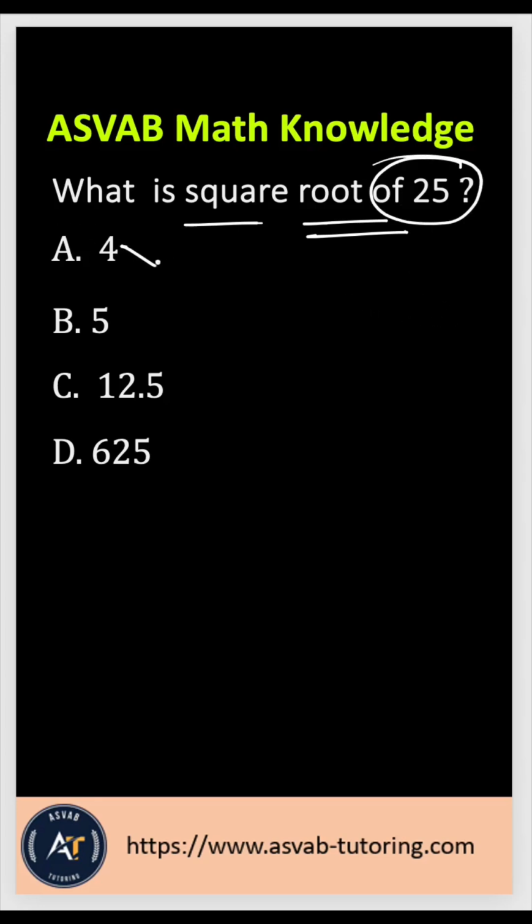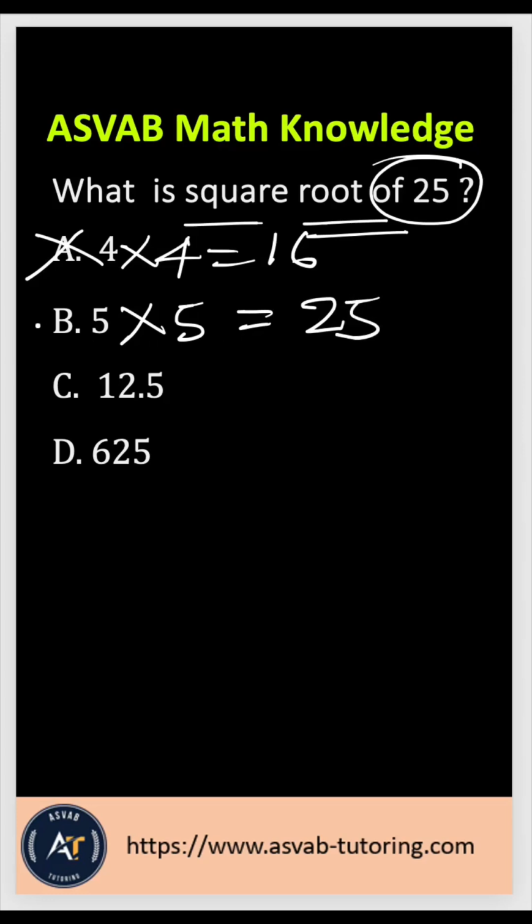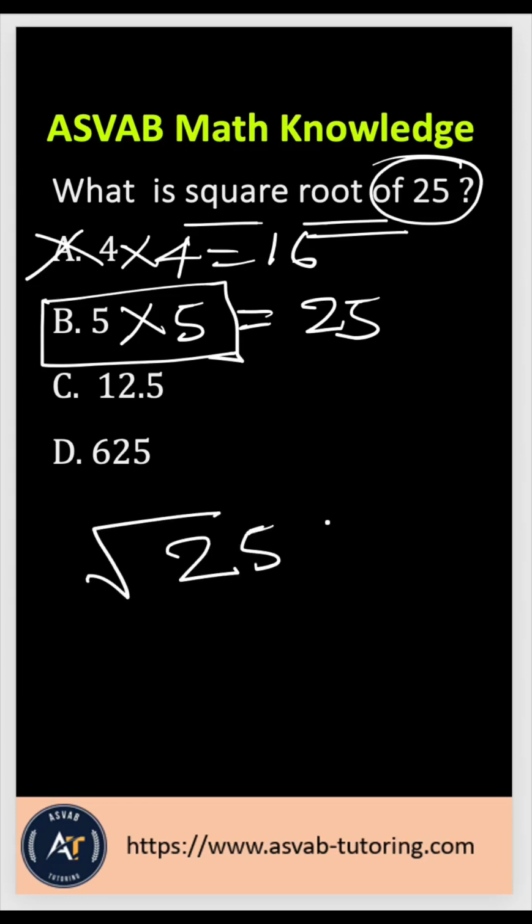If you multiply 4 times 4, that gives you 16. So that is not an answer option. 5 times 5 gives you 25. So that is the correct answer option. Or you could just do the square root of 25, so that gives you just 5.